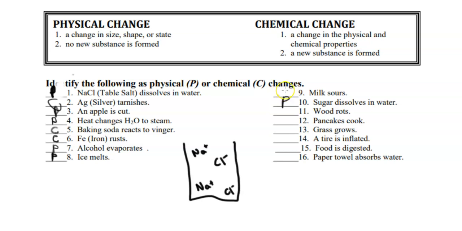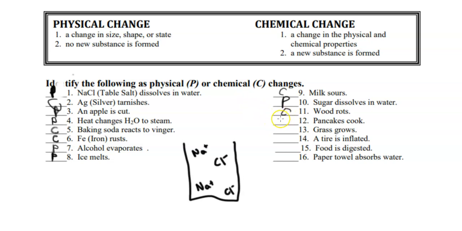Milk sours. Physical or chemical? Chemical. You can tell that new odor that is produced is a hint that you have a chemical change. How does wood rot? Just over time. Physical or chemical? Chemical. You get something new.